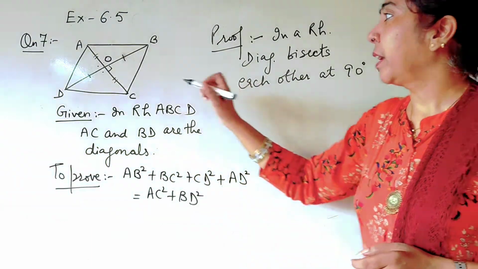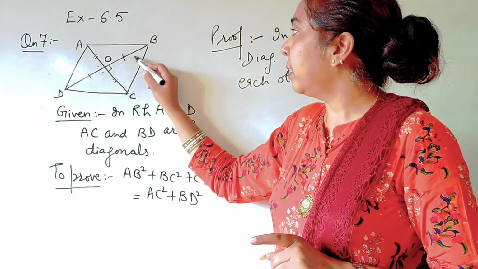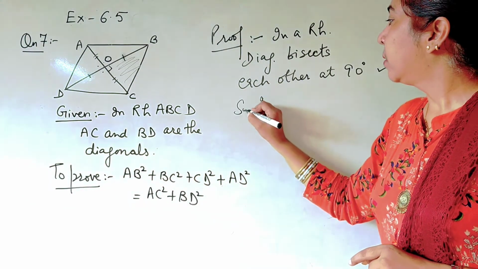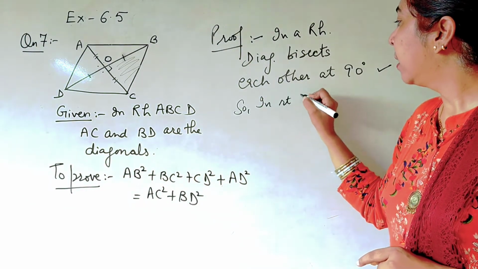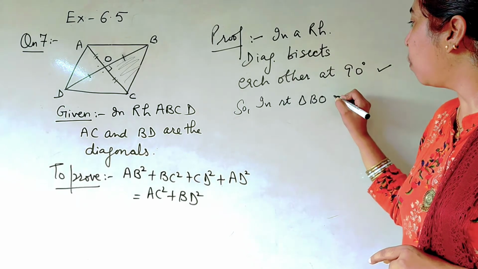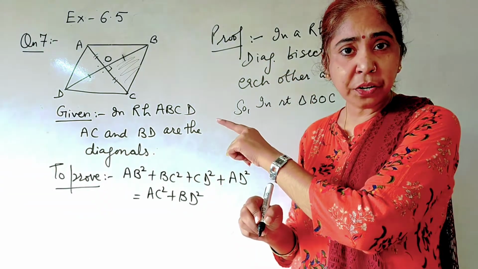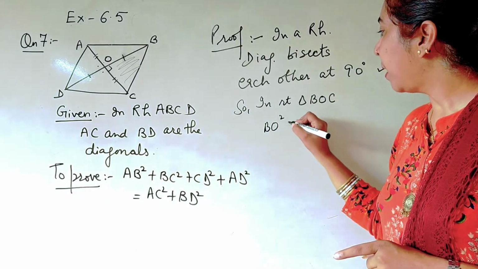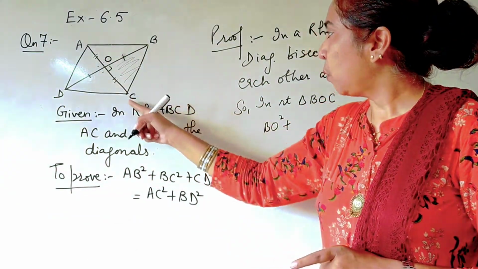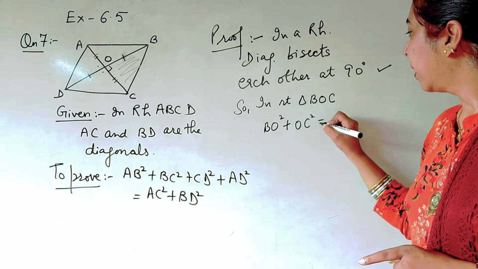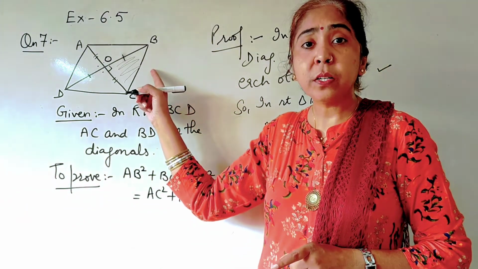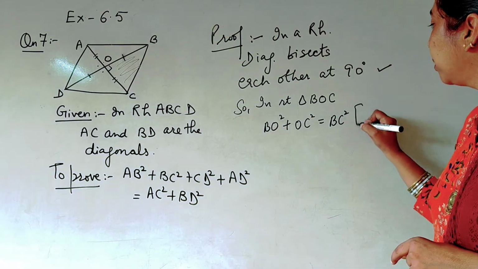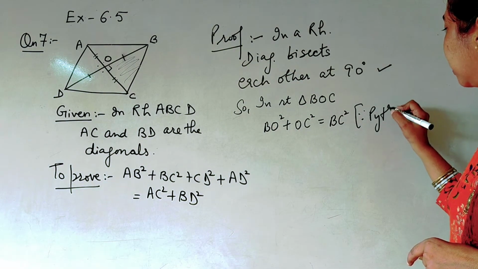Now I'm taking one of the right triangles here, let's say this one, BOC. So in right triangle BOC, apply the Pythagoras theorem. The Pythagoras theorem says BO square plus OC square is equal to BC square.